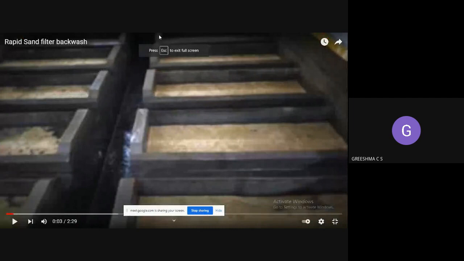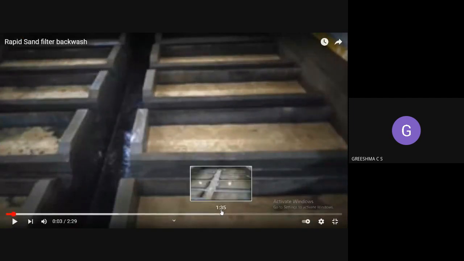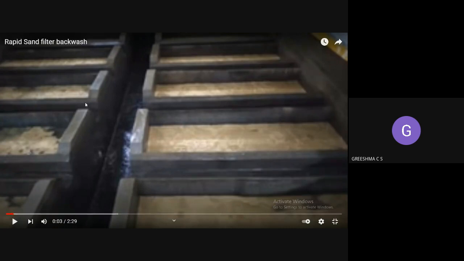Okay, so this is another video, a real video of backwashing. Okay, so this is a real rapid sand filter. This is not a 3D picture. Okay, for a circular filter, this is an original filtration chamber, and here you can see how the backwashing is occurring. Okay, so in rapid sand filters, these are the different units of a rapid sand filter.